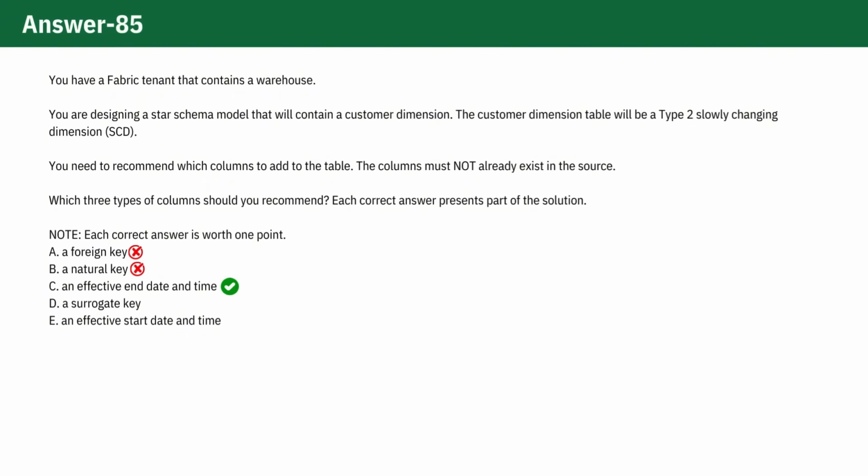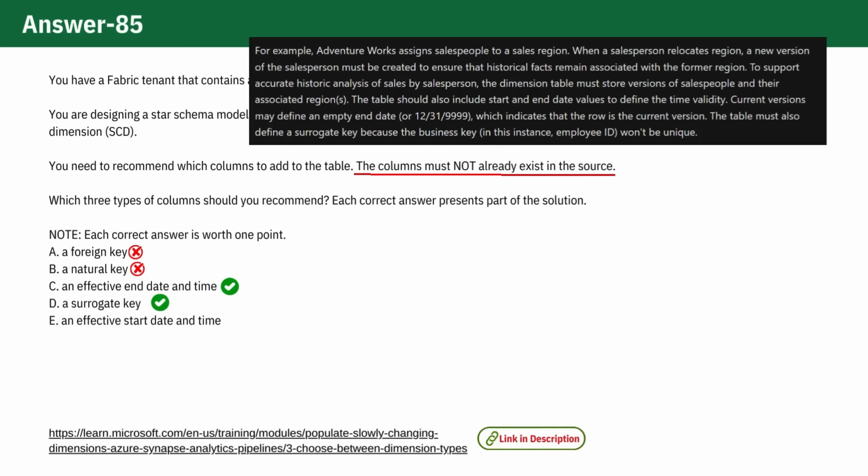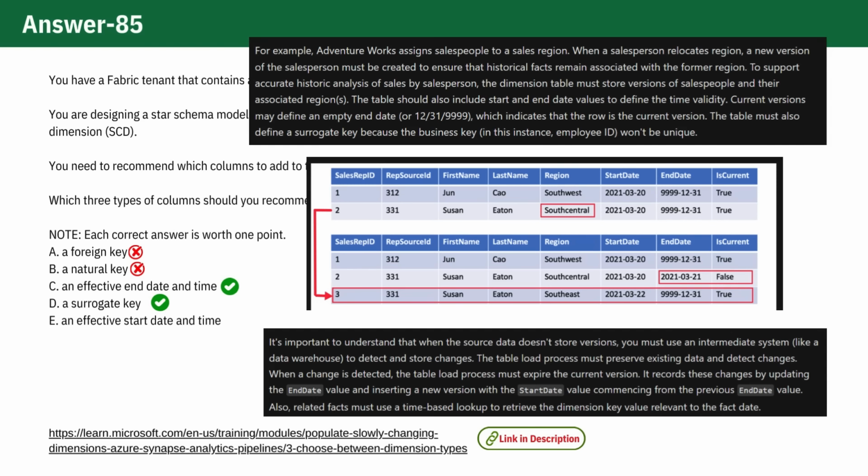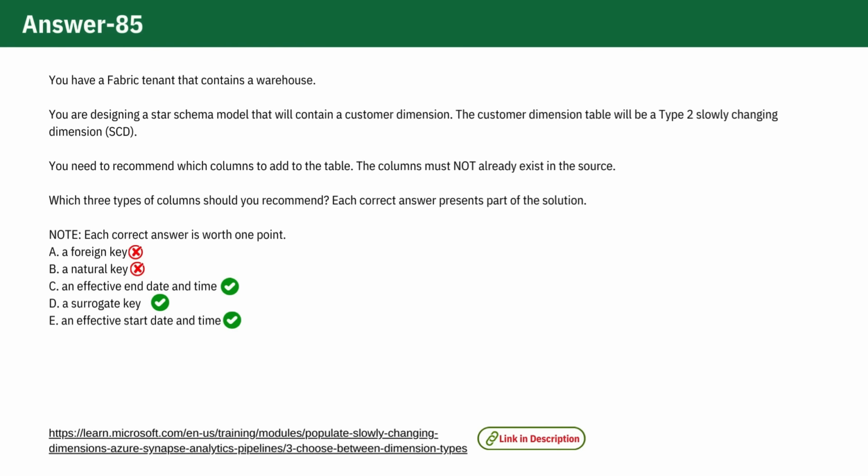Option D. A surrogate key is a unique identifier for each record in the dimension table, which is essential in a Type 2 SCD to uniquely identify different versions of the same entity, e.g., a customer, as the data changes over time. This is another correct choice. Option E. An effective start date and time is necessary to record when a particular version of the record became active, allowing for accurate tracking of historical data in the dimension. Therefore, it's a correct choice.